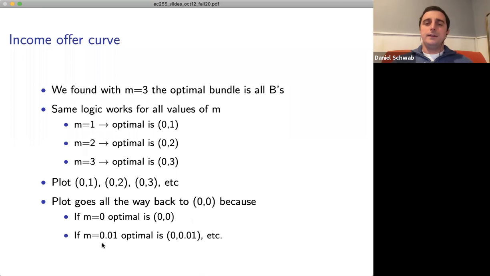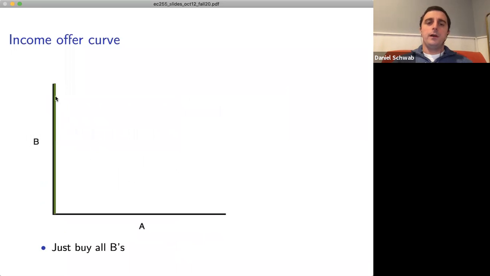But you can also say that if m is 0.01, then the optimal bundle is 0, comma 0.01. And so the idea here is that we want to make sure that we go all the way to the origin with our line. By the way, I think I said leftmost point before. I should have said lowermost point because we are going along the vertical axis. So we're thinking about the low points down near 0, 0 rather than the leftmost points.